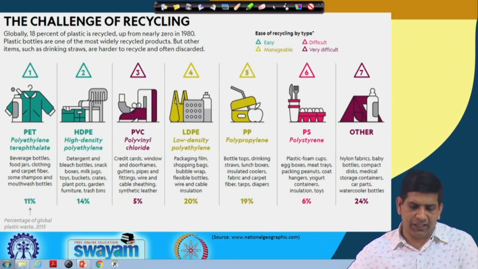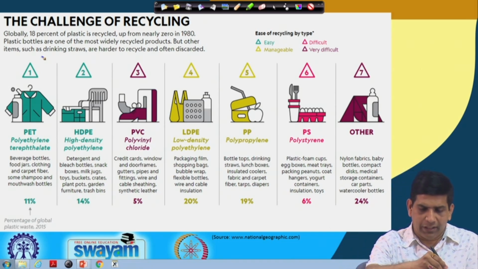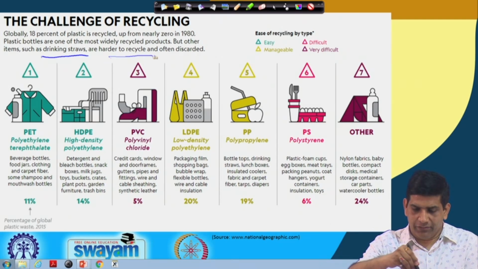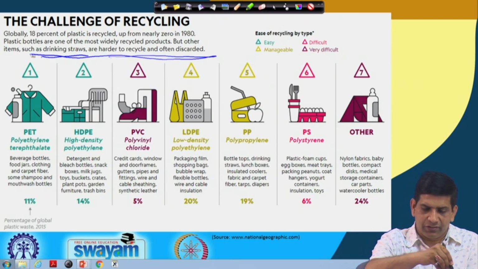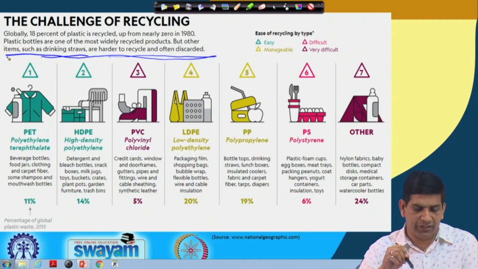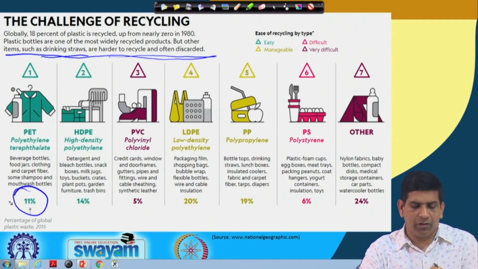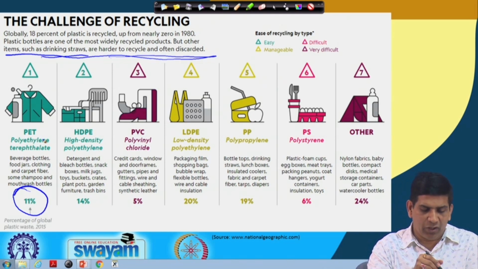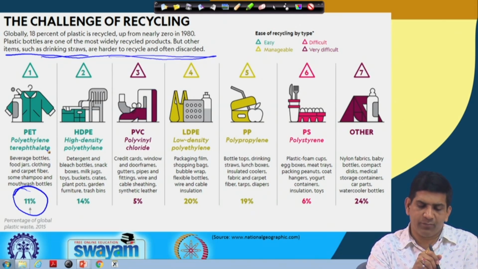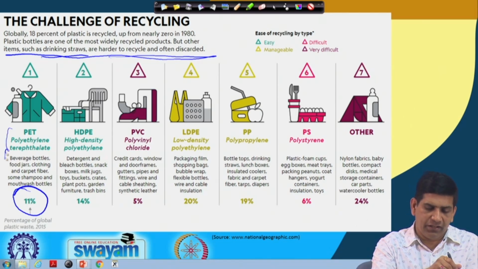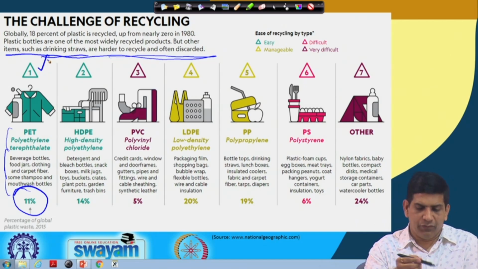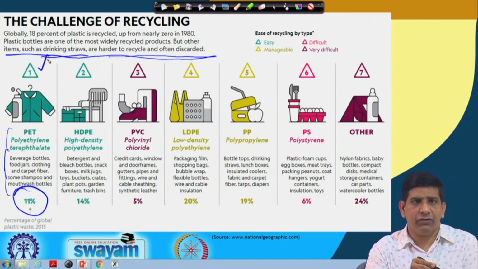But other items are also there, like drinking straws. They're harder to recycle and often discarded. And we'll look at some other materials here as well. So in terms of PET, which is around 11% of the plastics, PET, which is polyethylene terephthalate, is used for beverage bottles, food jars, clothing and carpet fiber, and some shampoo and mouthwash bottles as well. So that's your number one in terms of resin code, which we looked at in one of the videos earlier as well.